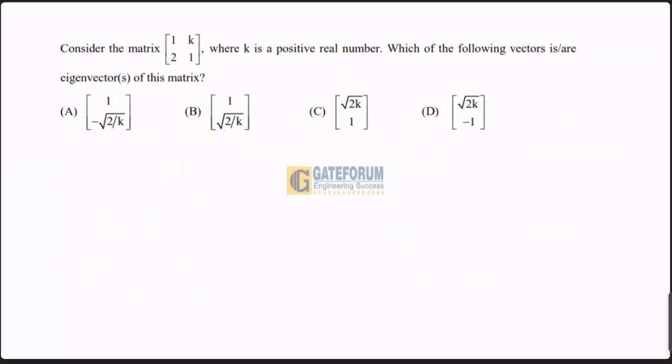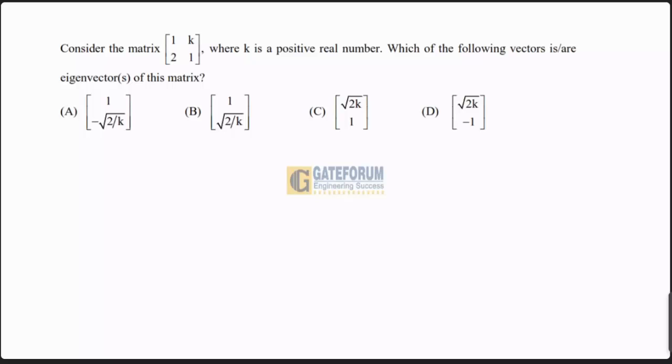The question is, consider the matrix 1 k, 2 1, where k is a positive real number. Which of the following vectors is or are eigenvectors of this matrix? Four options ABCD given. This is from engineering mathematics, from the topic linear algebra, subtopic eigenvalues and eigenvectors.